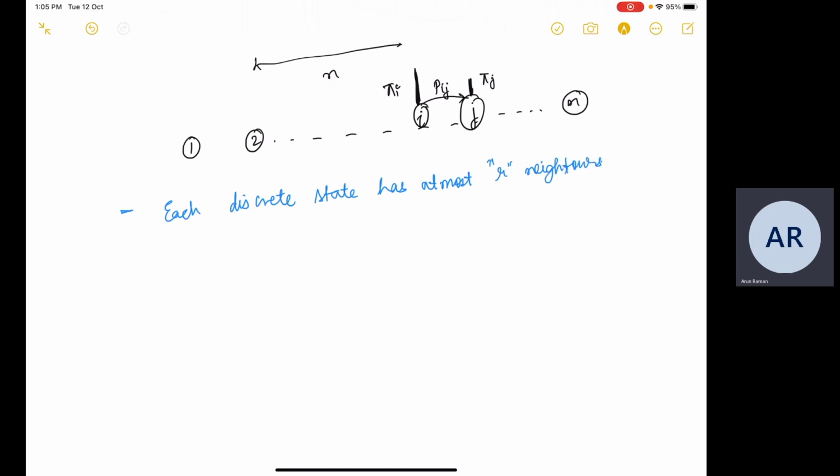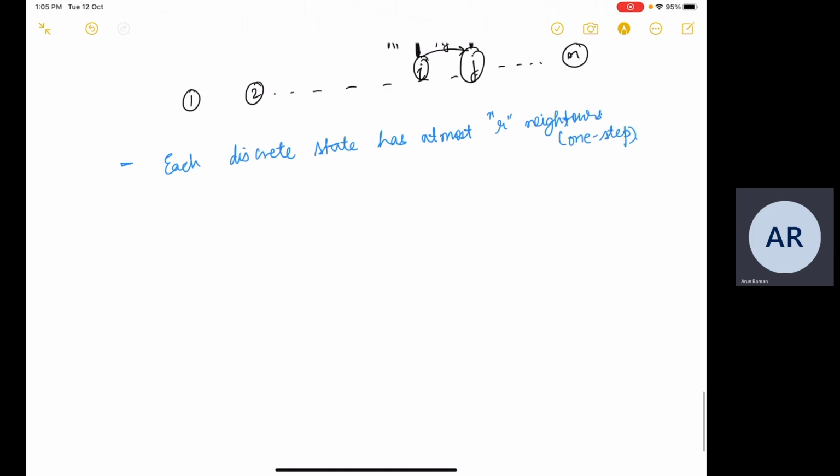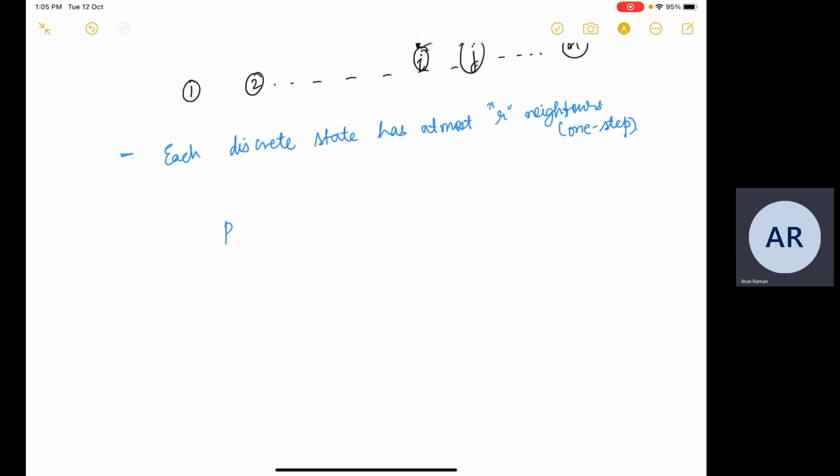Okay, and when we say neighbors we mean one step. All right, so the Pij's will be given by 1 by R min of 1 comma where we want to go divided by where we are, if i is not equal to j. Okay, so destination by source. So don't get confused if it is pi i by pi j or pi j by pi i.